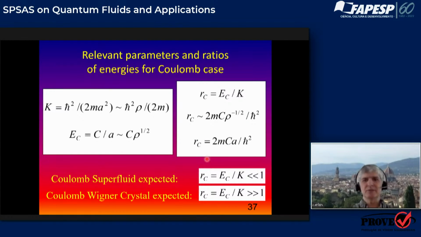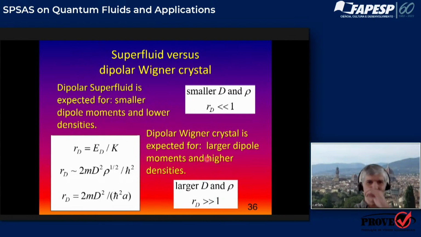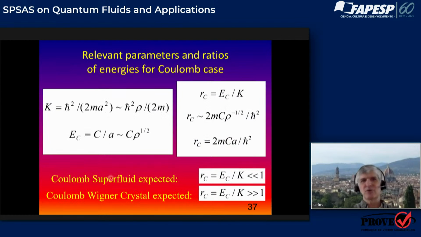Just to remind you, this situation is different: RD is large when the density is large. For the dipole interactions, the fact that the ratio of these energies is proportional to rho to the 1/2 tells you the larger the density, the more likely you're going to have a Wigner crystal. This is, of course, very different from the Coulomb case, for those of you who are familiar, because the Coulomb energy, the Coulomb constant divided by a length, scales as rho to the 1/2, not rho to the 3/2.